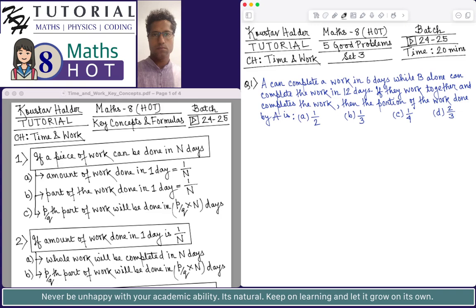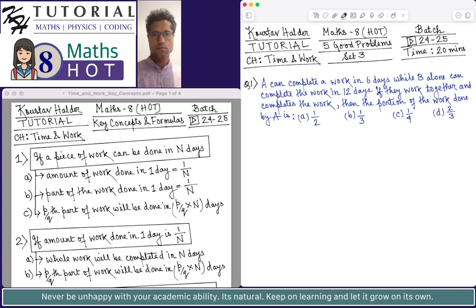So how do we proceed? We need to find the portion of the work done by A. The concept is that first we will need to find in how many days the total work was completed by A and B together. Then from that number of days, we will find how much work A has done in that many days, because it is given that A can complete the work in 6 days and B alone can complete the work in 12 days. So let's start solving the problem step by step.